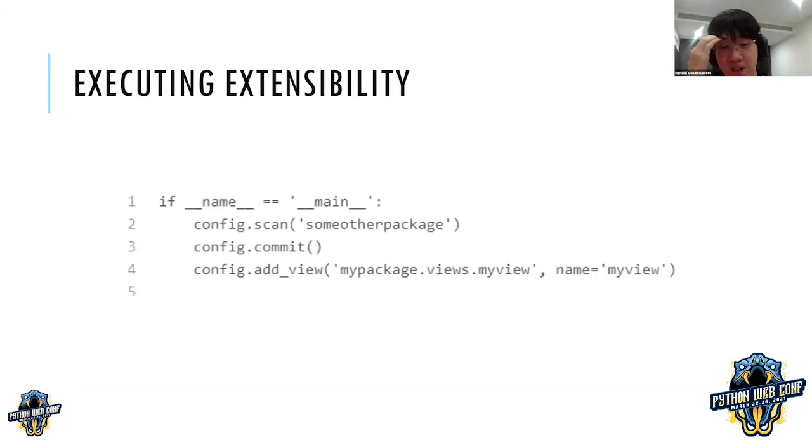And when we execute extensibility, we always need to provide coherent and necessary code for that. Here is just an example. As you can see, we provide a scan for looking for, in this particular scenario, a package called summoner package. After that, we commit the config, and after that, we add the view. In this example, we may have the name as my view, and the view as my package views, my views. It's just a sample of code showing how you go about extensibility and adding a particular view to the whole list.